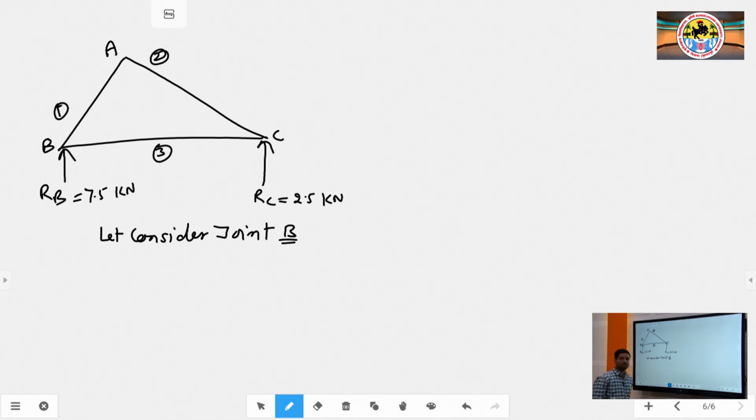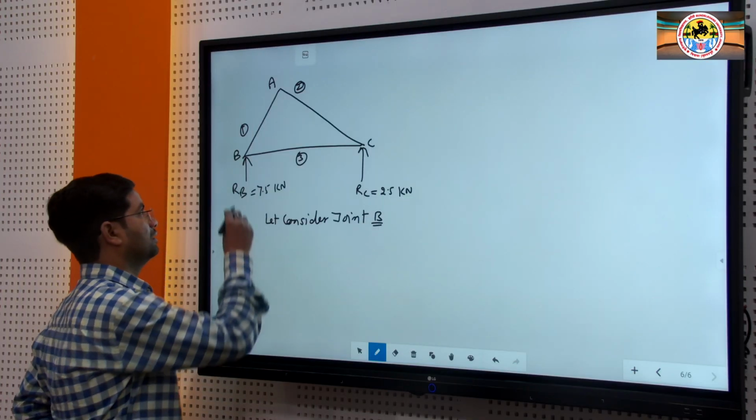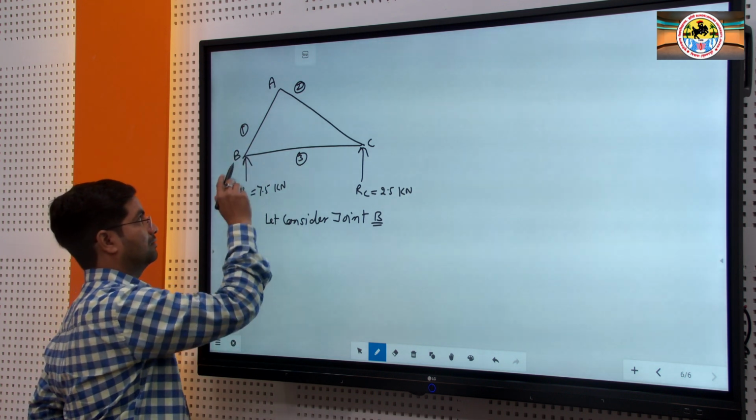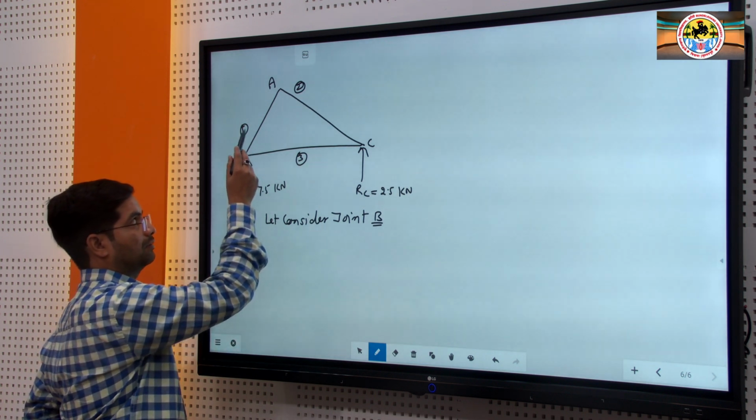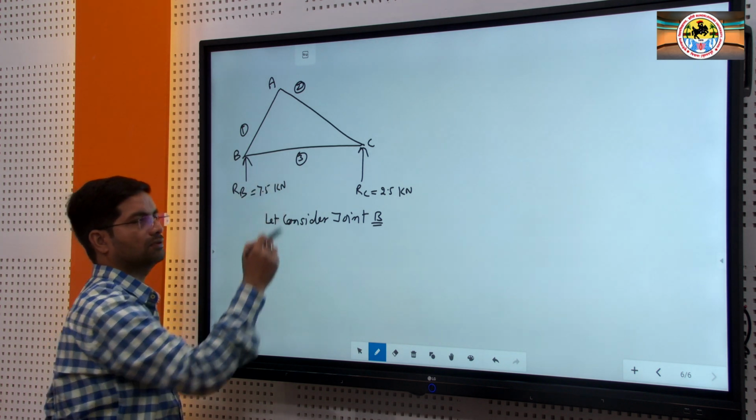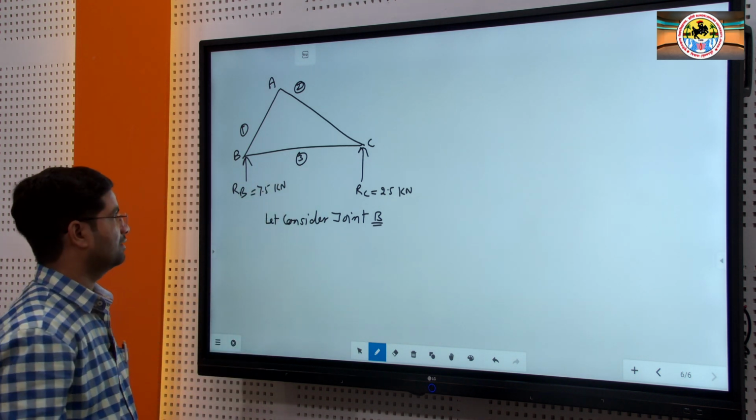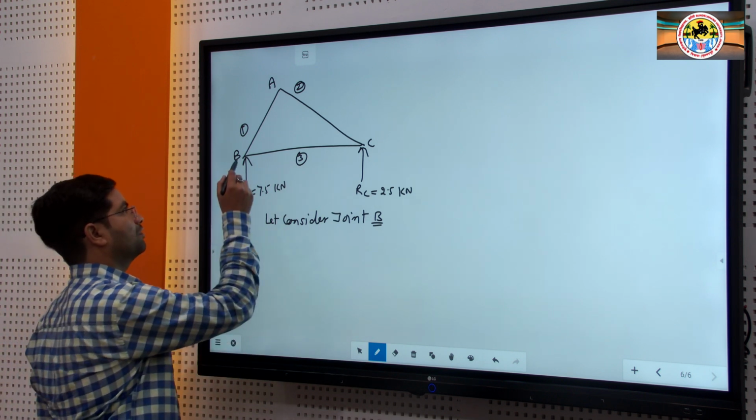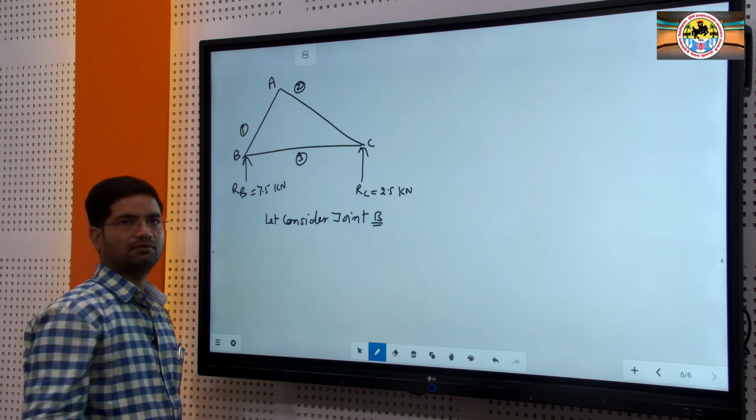So, for analysis of the truss by method of joints, at this point we noted that you have to consider first those joints which do not have more than 2 unknown forces on the members. So, here at point B 2 unknown forces are acting. We do not know the force on member 1 and we do not know the force acting on member 3, that we have to find out by using this method. But we know the value of RB, that is 7.5.